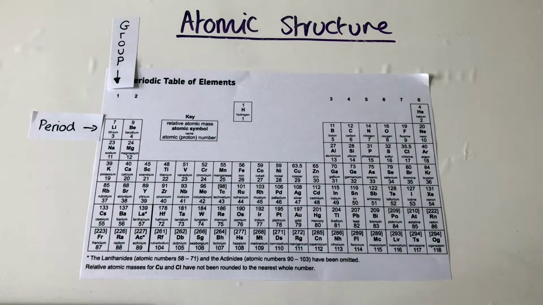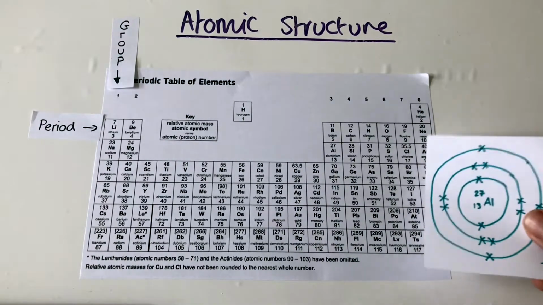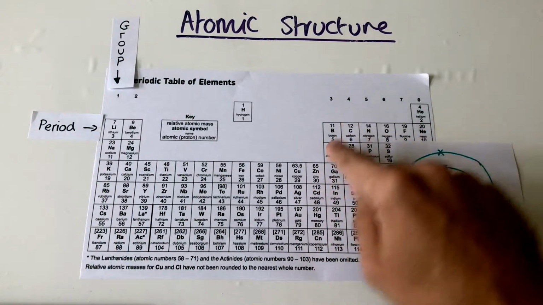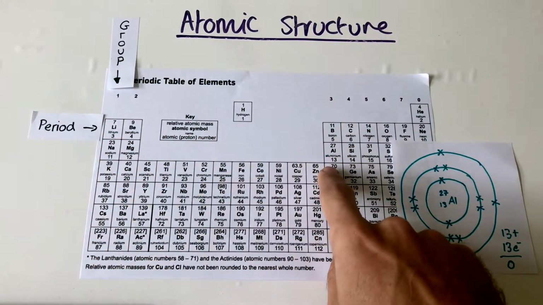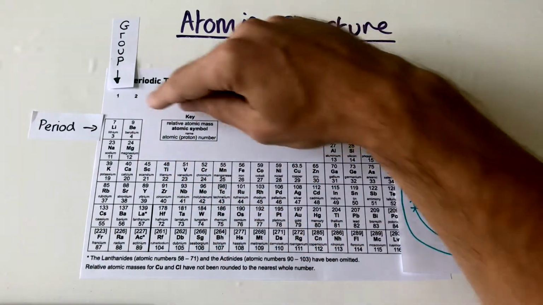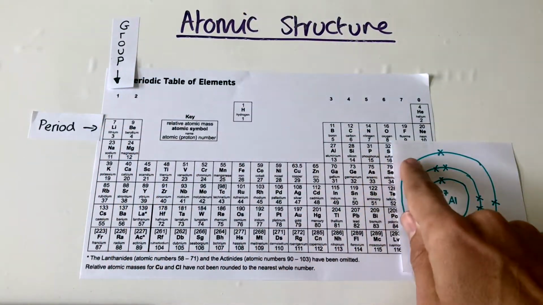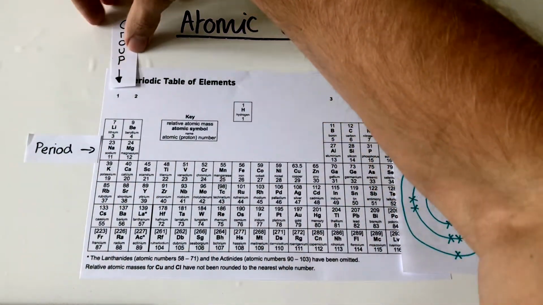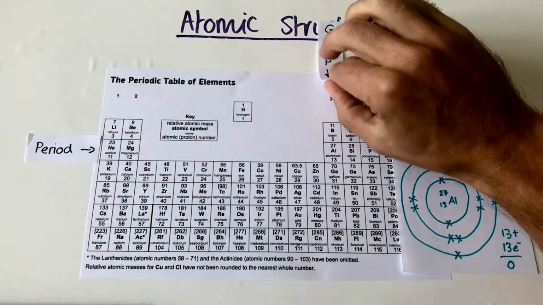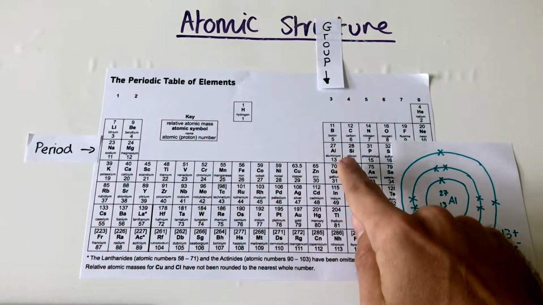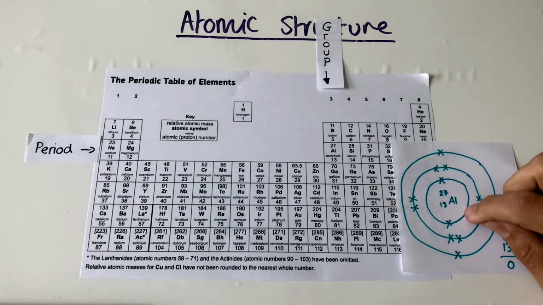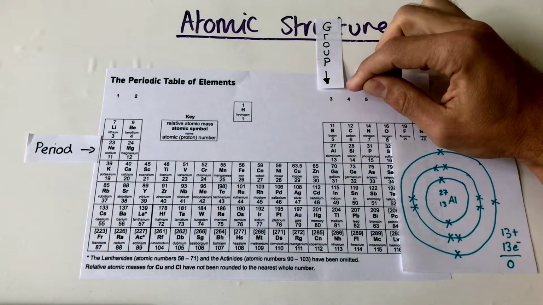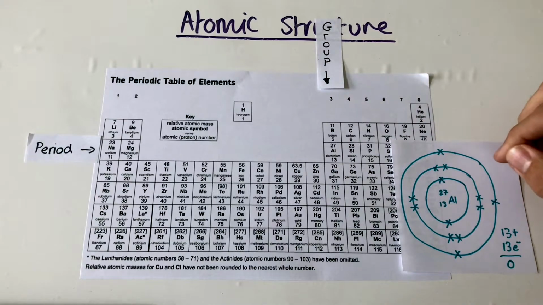Our next example, let's have a look at aluminium. If we just predict, we know that it's going to have 13 protons and 13 electrons. We know it's in row 1, 2, 3, so it's in period 3 of the periodic table. Being in period 3 means we should predict that it's going to have 3 shells, which it does, 1, 2, 3. It's in group 3, so it should have 3 electrons in the outer shell, 1, 2, 3, and it does.